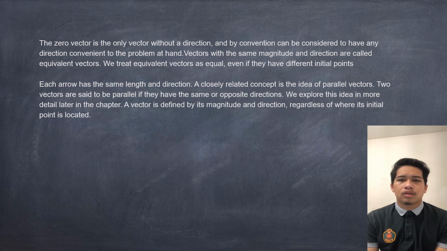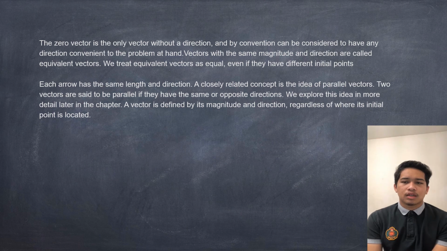Vectors with the same magnitude and direction are called equivalent vectors. We treat equivalent vectors as equal even if they have different initial points. Each arrow has the same length and direction. A closely related concept is the idea of parallel vectors. Two vectors are said to be parallel if they have the same or opposite direction. We explore this idea in more detail later in the chapter. A vector is defined by its magnitude and direction, regardless of where its initial point is located.